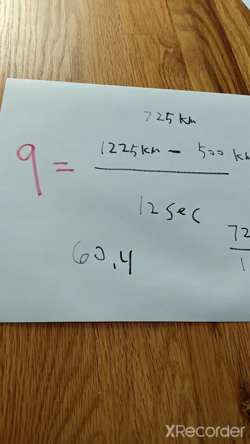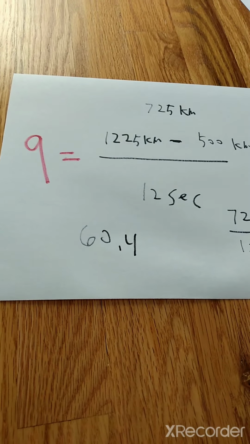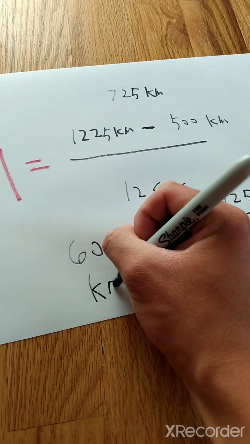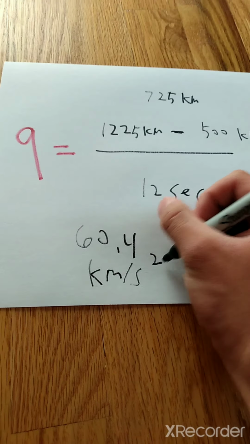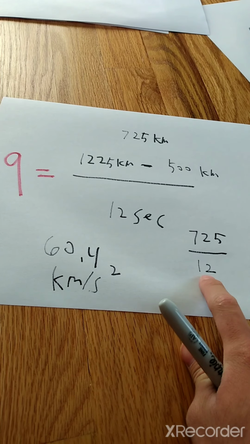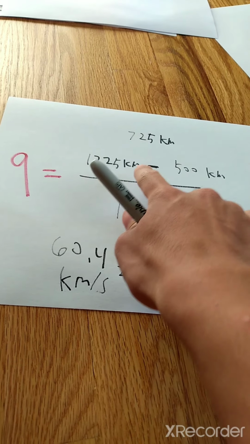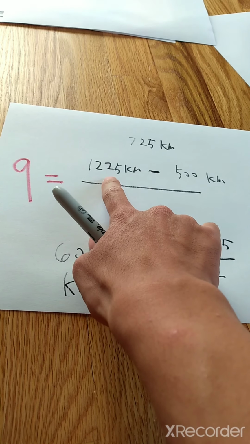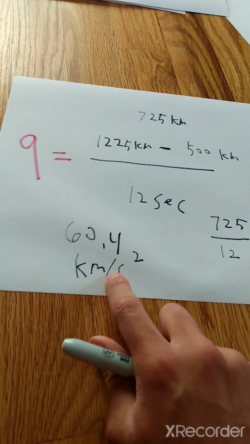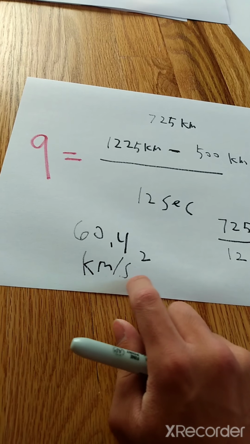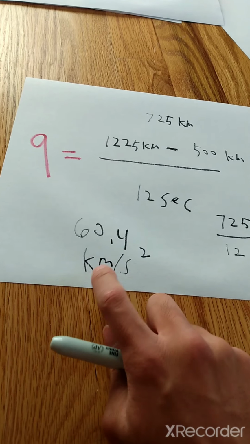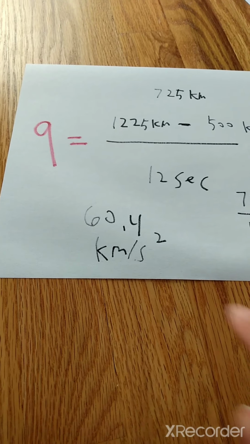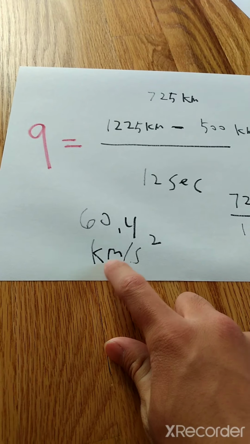60.4. 60.4 what? 60.4 kilometers per second squared. So, it took the Shinkansen 12 seconds to accelerate from 500 to 1,225, and the answer for acceleration is that every second the Shinkansen would increase its speed by 60.4 kilometers.